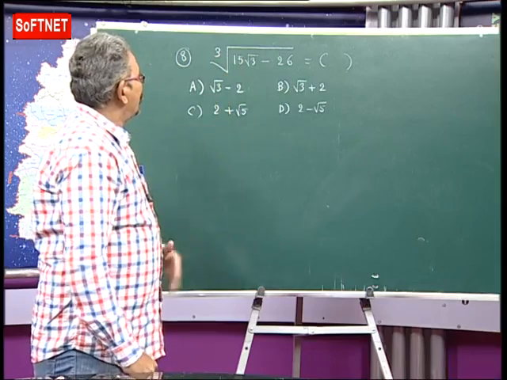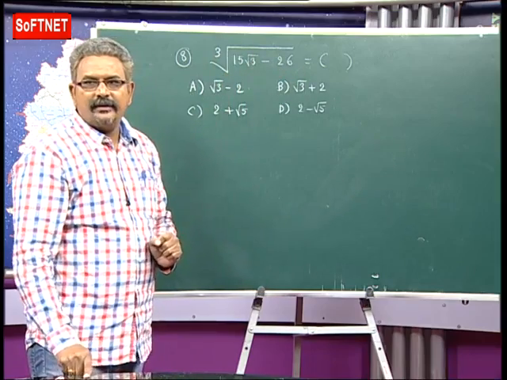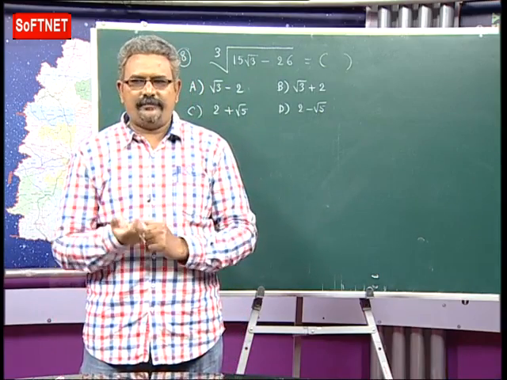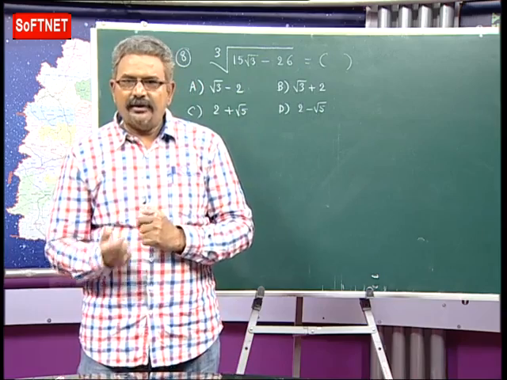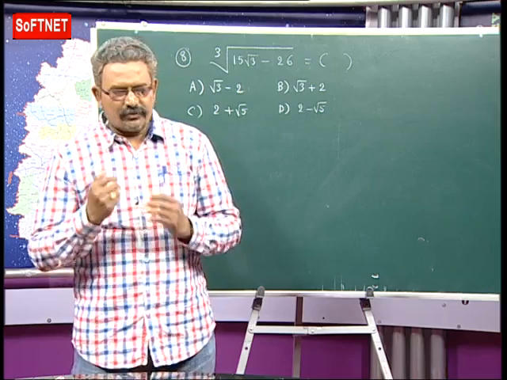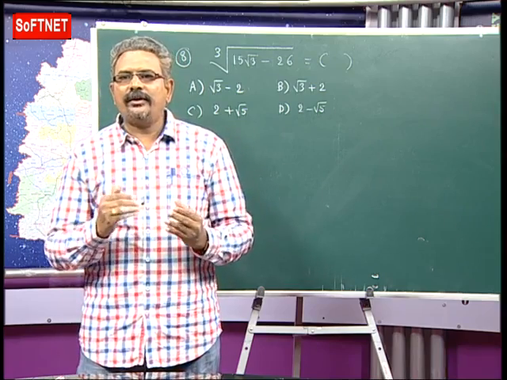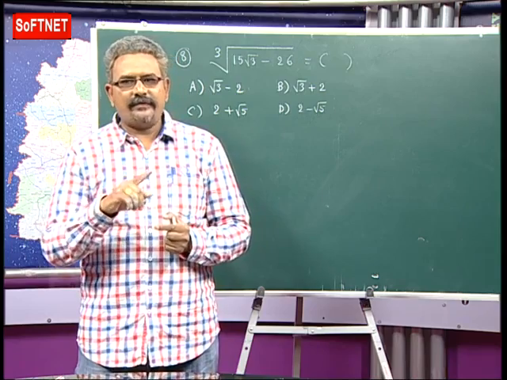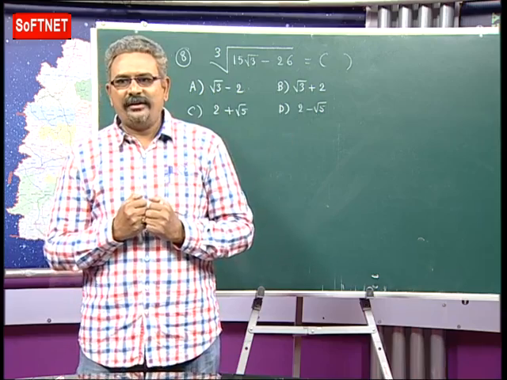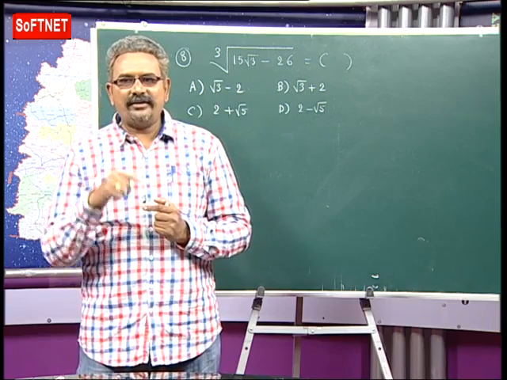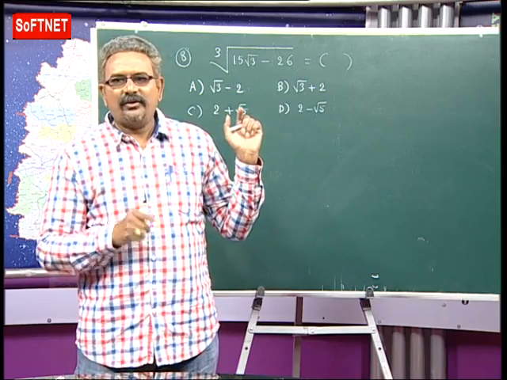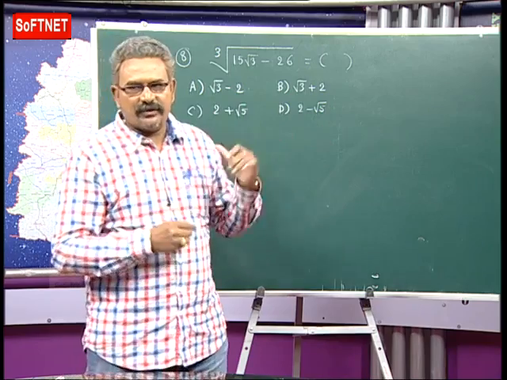Though we are asked cube root of 15 root 3 minus 26, first let us find out cube root of 26 minus 15 root 3. After that, easily we can find out cube root of 15 root 3 minus 26. So first of all, let us find out the cube root of 26 minus 15 root 3. This problem we have already done in the previous problem. 26 minus 15 root 3 is 1 minus root 3 whole cube. So now you can expect this answer also. That will be root 3 minus 1 whole cube. Okay, let us do it first of all.